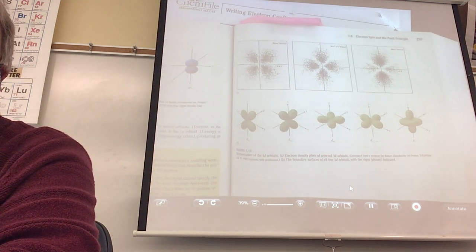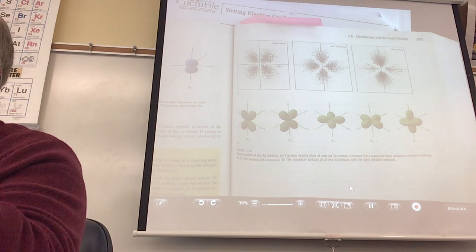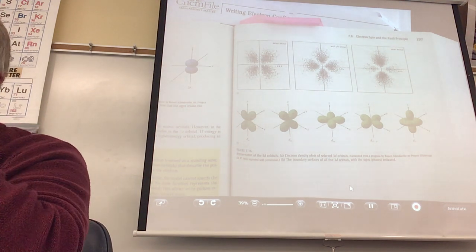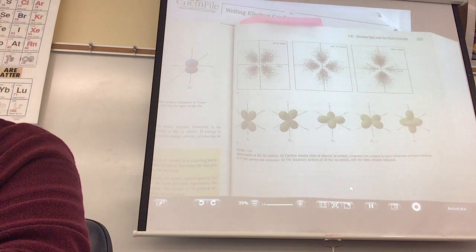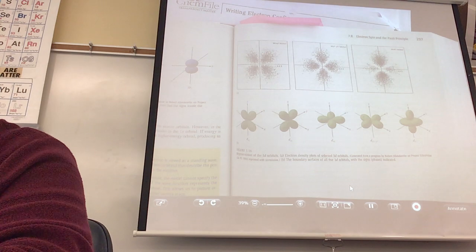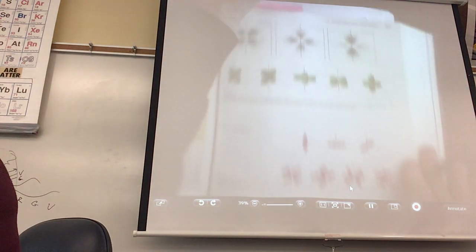So there's one kind of way to be an s orbital. All right, it's like that shape. There's 3 ways to be a p orbital. How many ways can be a d orbital? 5. And what about f? Whoa.